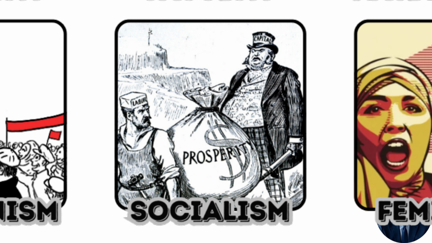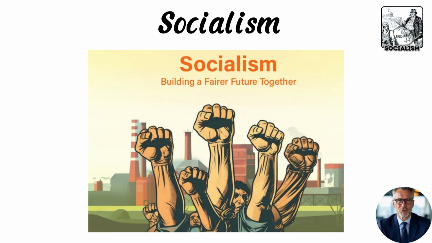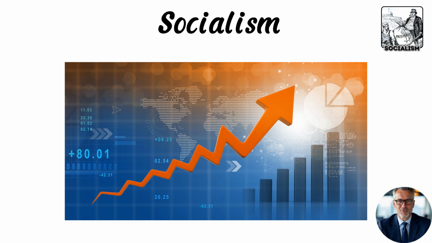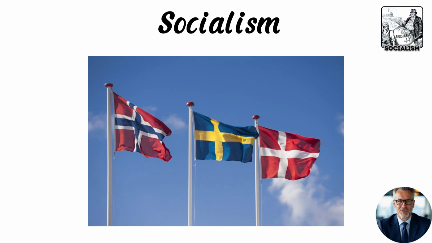Socialism, economic equality or government overreach. Socialism seeks to reduce wealth inequality through government control of key industries. While democratic socialism shaped Scandinavian welfare states, critics argue too much government control stifles innovation and economic growth. Countries with socialist policies include Norway, Denmark, and Venezuela.